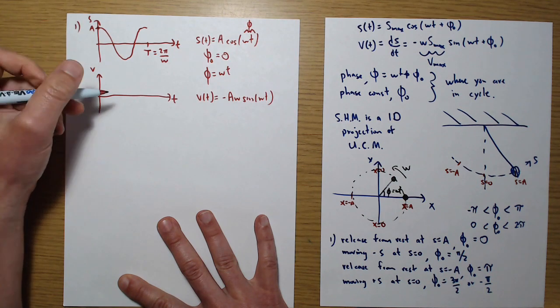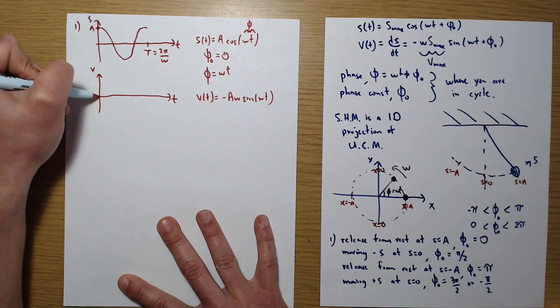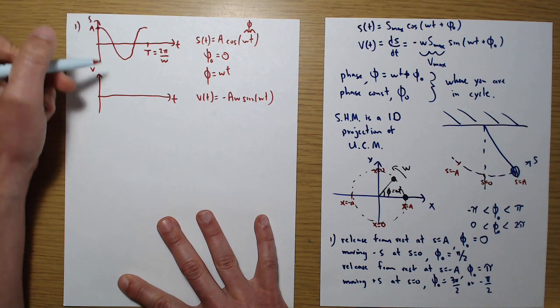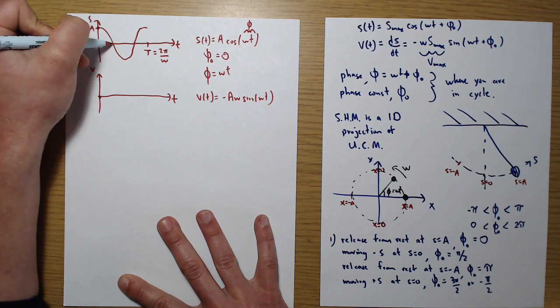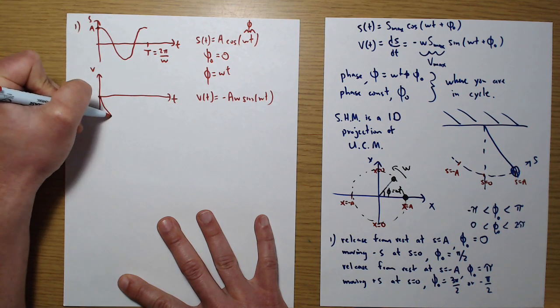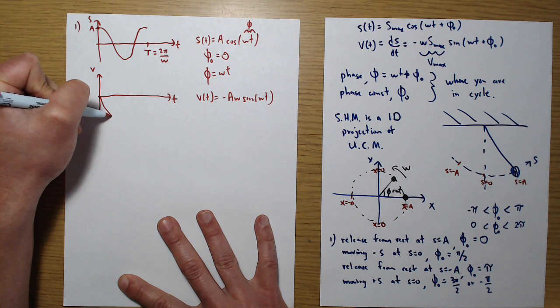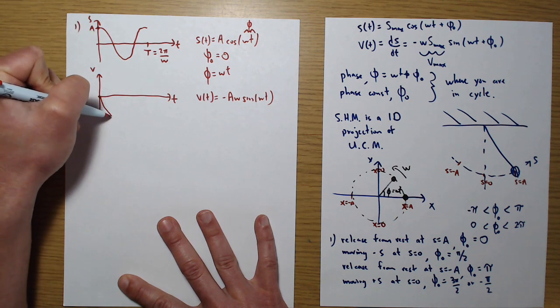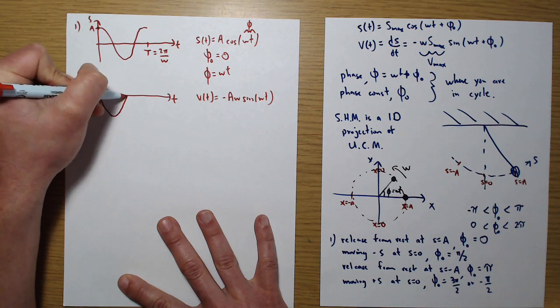So sketching out what this graph looks like, what do we expect the velocity to be when it's at the edge? Well, we expect it to be 0. What about when it's at its equilibrium position? Well, it should be maximum in the negative. By the time it reaches its negative amplitude, it's back to 0 again.